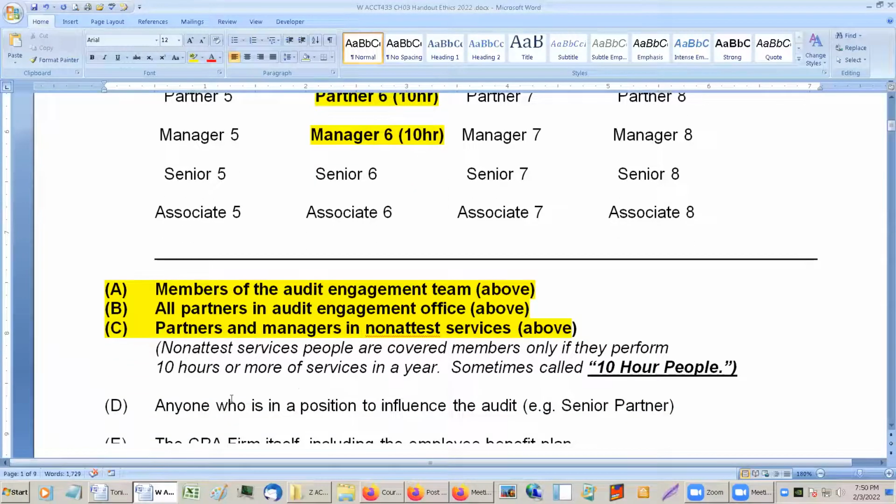So they're a lot of times called 10-hour people. The 10-hour people are people who are not on the audit, but they do consulting basically with the client. It could be tax consulting, it could be information systems or whatever it is. So the 10-hour rule is for people who bill out for 10 hours or more.